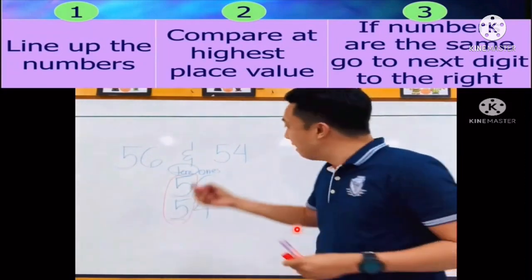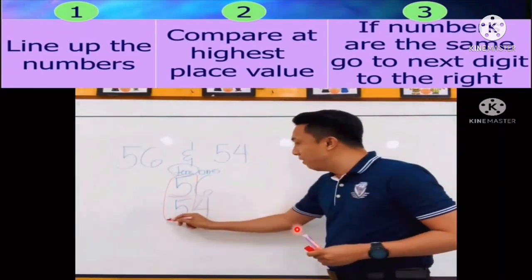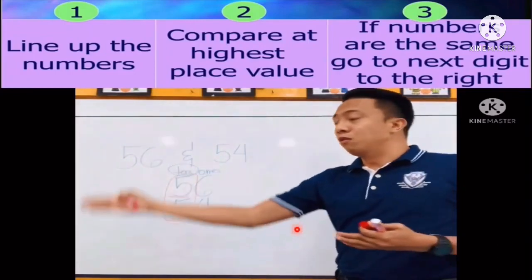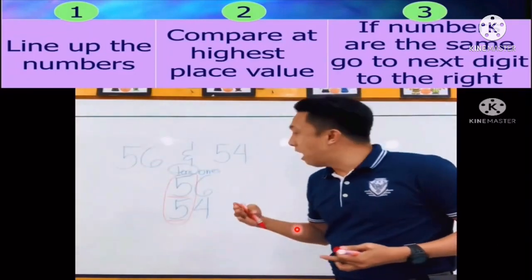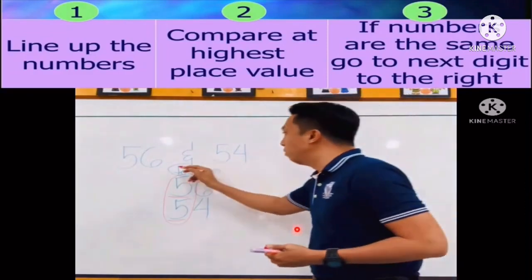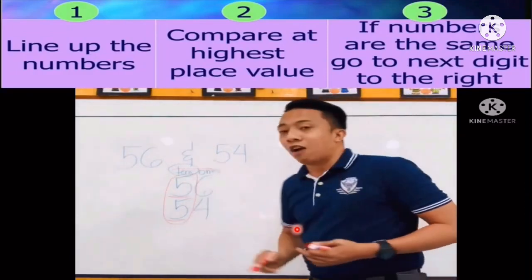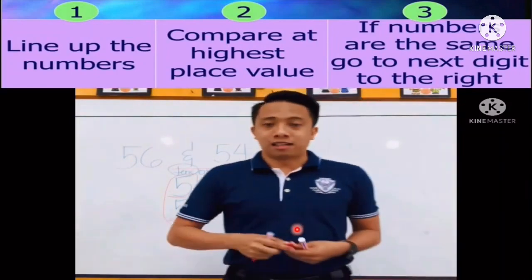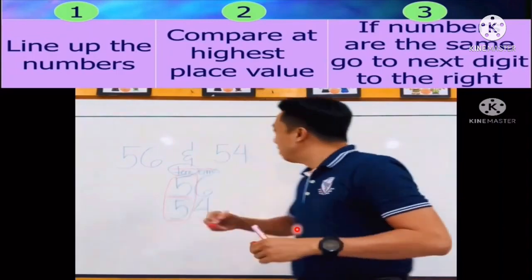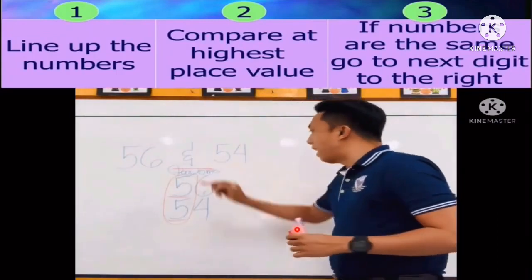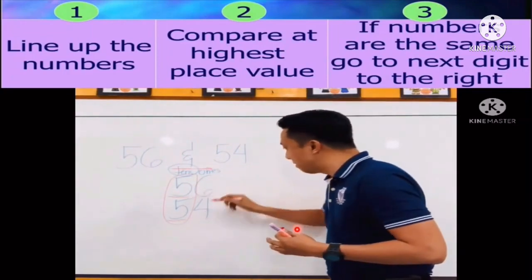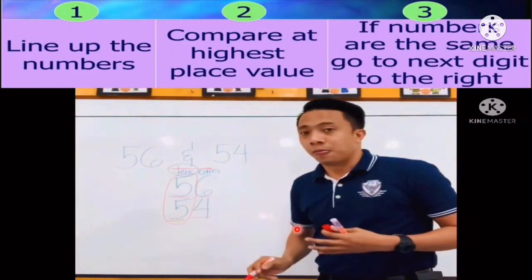Our third step is we need to identify if the first two digits are the same or not. Since 5 and 5 are the same, we need to move to the other digits. The thing is, we will move to the right. Where's the right? Yeah, this is the right. So we will move to the right. What are the next two numbers? We have 6 and 4.